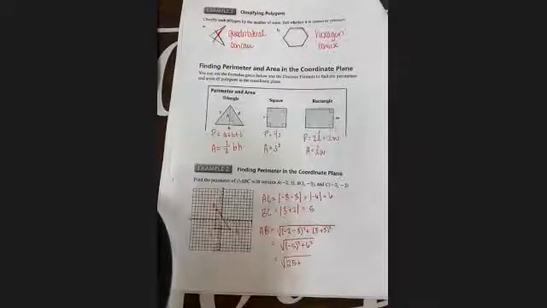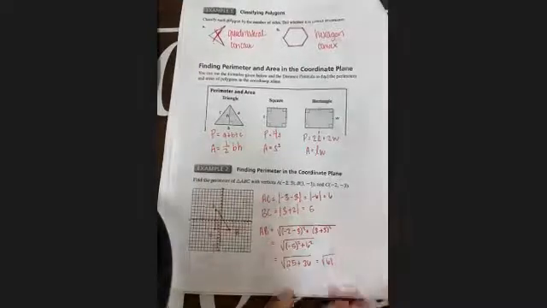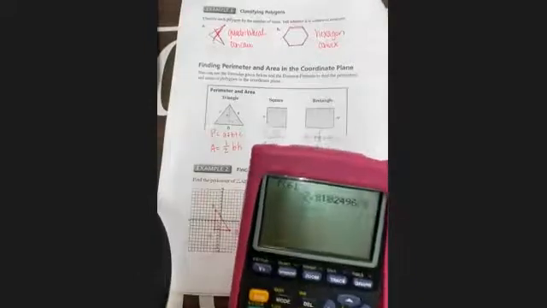Okay, and 6 times 6 is 36. 25 plus 36 is 61. Okay, and again, I want to know a perimeter, so I actually do need the decimal value here. So the square root of 61 is 7.8.